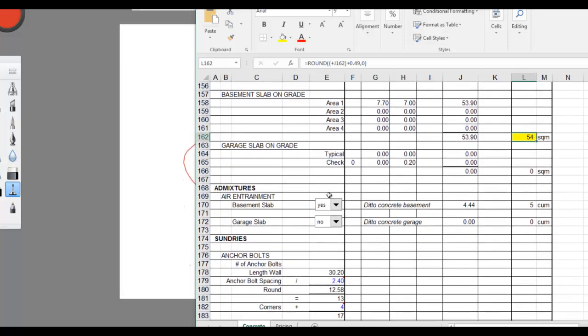Now we need admixture. We use admixture here. If there is no admixture, then no numbers. If you have admixture, it will automatically give you the percentage of it.